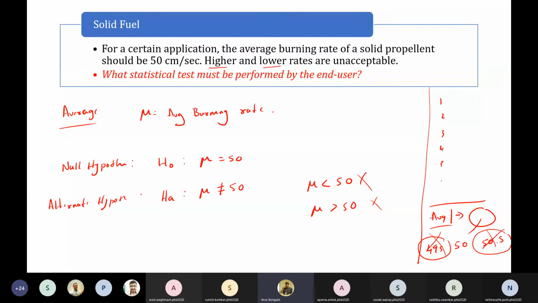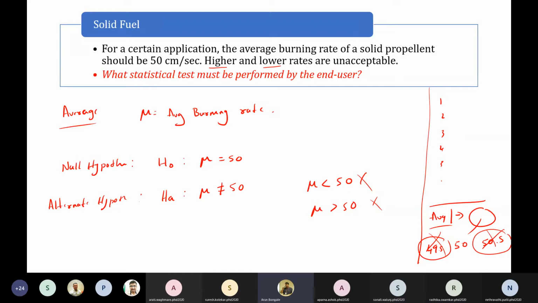But what happens? In any experimentation, there are some associated errors. The error may be with respect to the equipment, the experiment you are conducting, and the equipment involved. So there may be errors associated with them, mechanical errors.